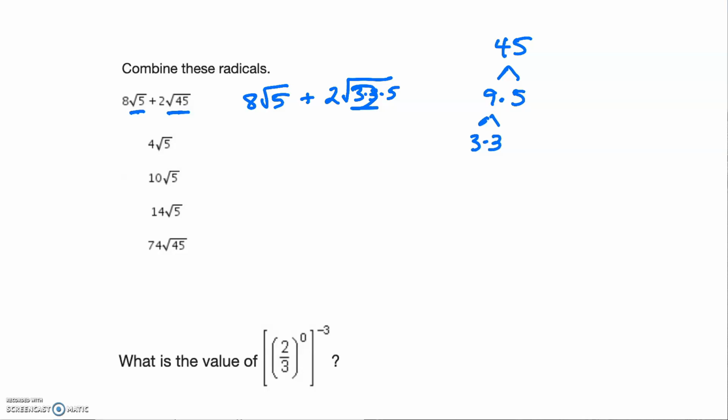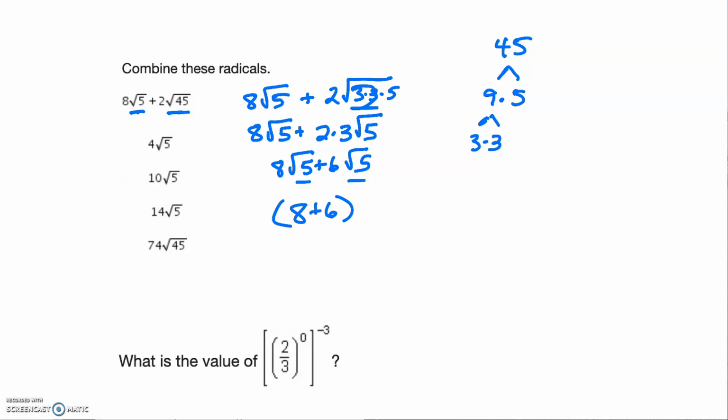Now because it's being multiplied, we still have to multiply. So 8 times the square root of 5 plus 2 times 3, and we're left with the 5 underneath. 8 times the square root of 5 plus 6 times the square root of 5, and now we do have like radicals. That is the same thing as 8 plus 6 times the square root of 5, which is 14 times the square root of 5.